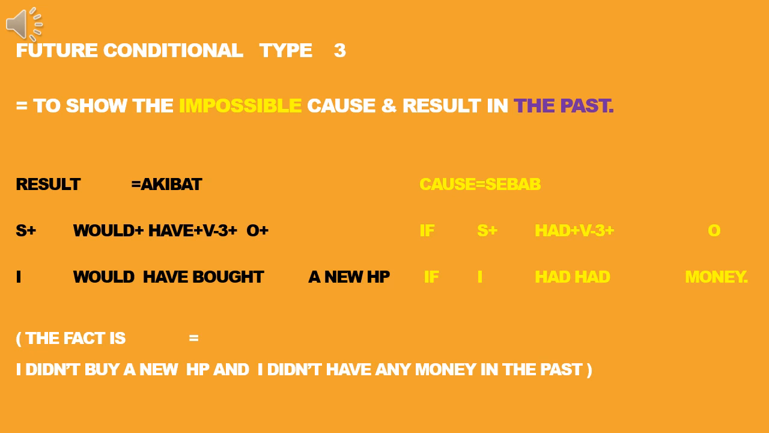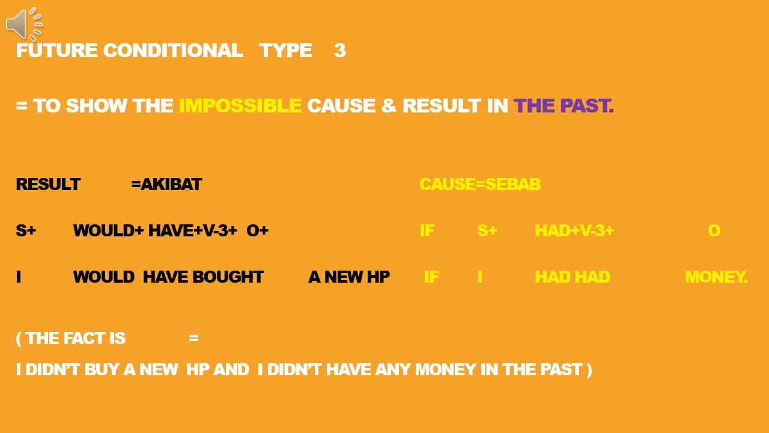This had happened in the past. Since we cannot or we couldn't change the fact in the past, this sentence would be impossible to be realized. It means that I didn't buy a new handphone in the past because I didn't have any money in the past. So once again, penyebab, the cause is if I had money. Penyebab, akibatnya saya akan membeli sebuah handphone baru. I would have bought a new handphone.